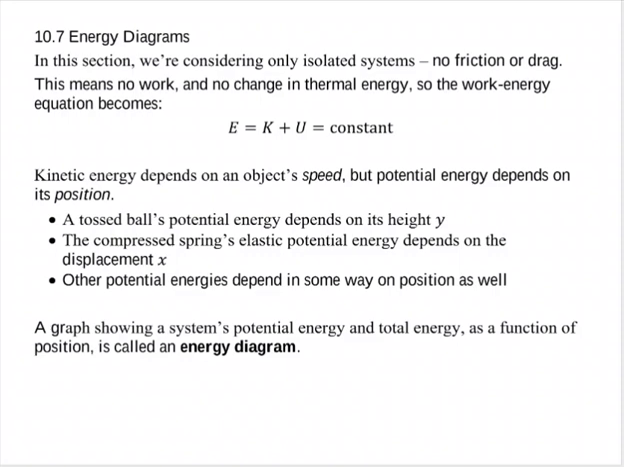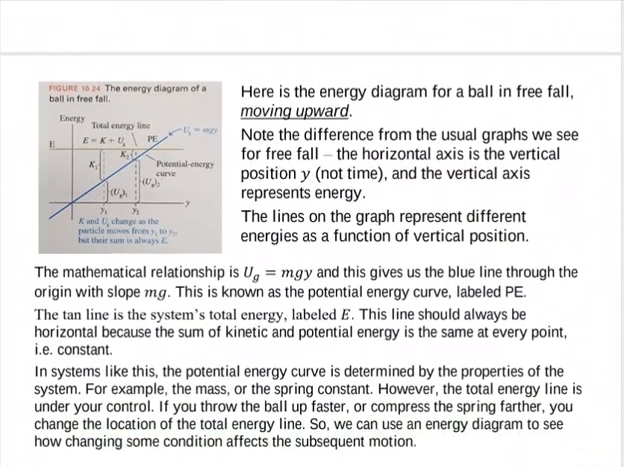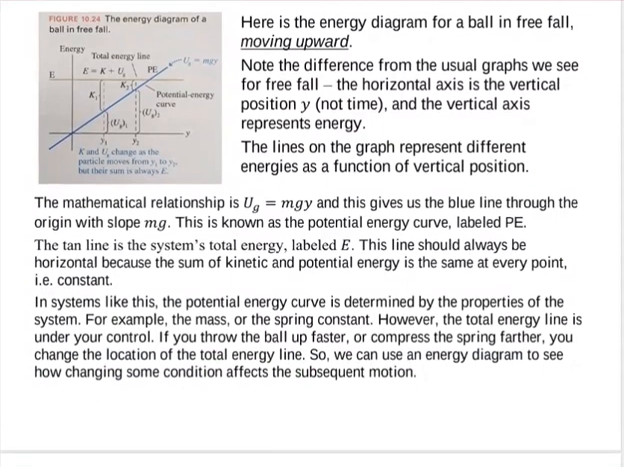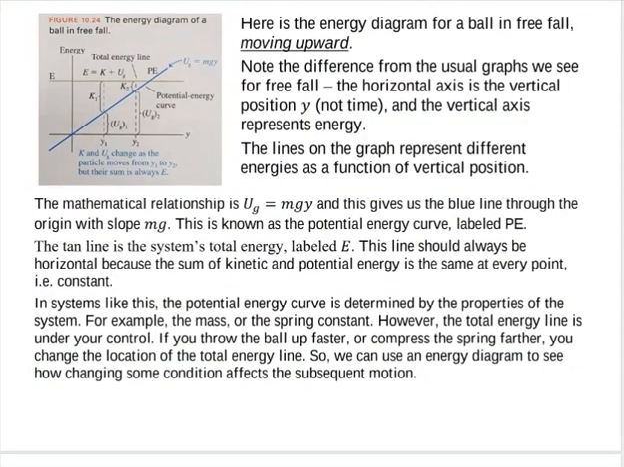Okay, so the energy diagram of a ball in free fall is shown here. Notice, first of all, the scales that we're talking about here. Since it's a ball in free fall, we would be talking about a y position. But notice that y is on the horizontal axis. So as the ball is falling, its y position is changing.